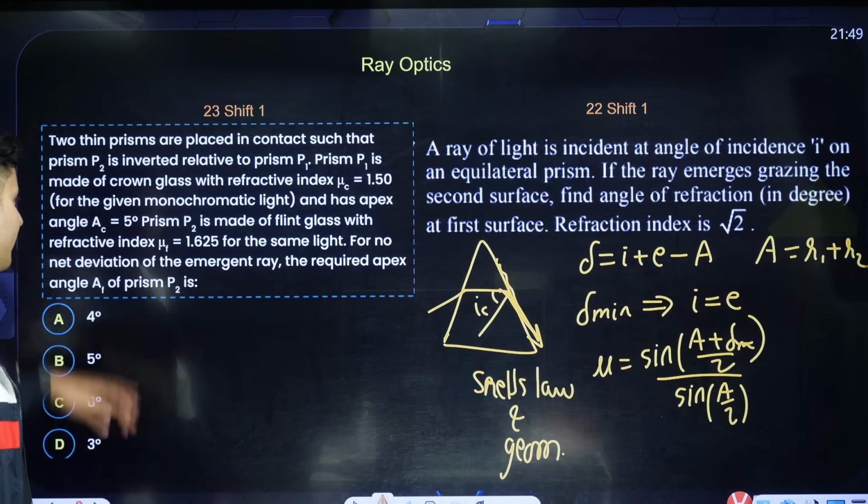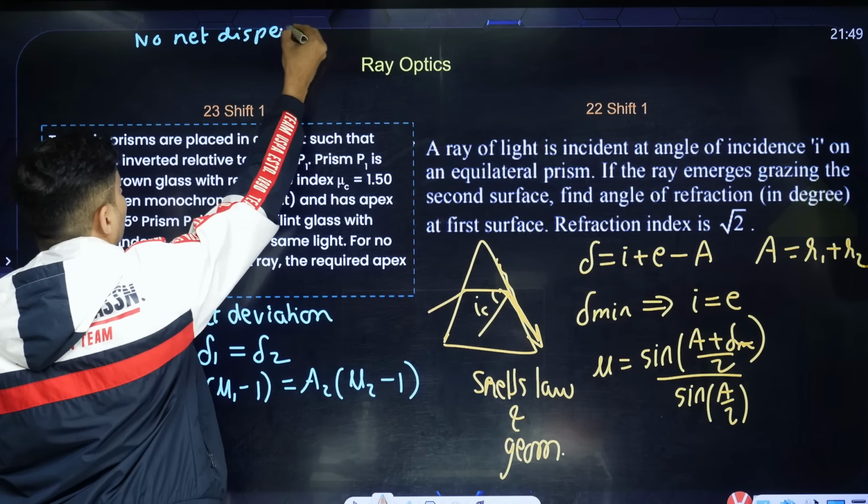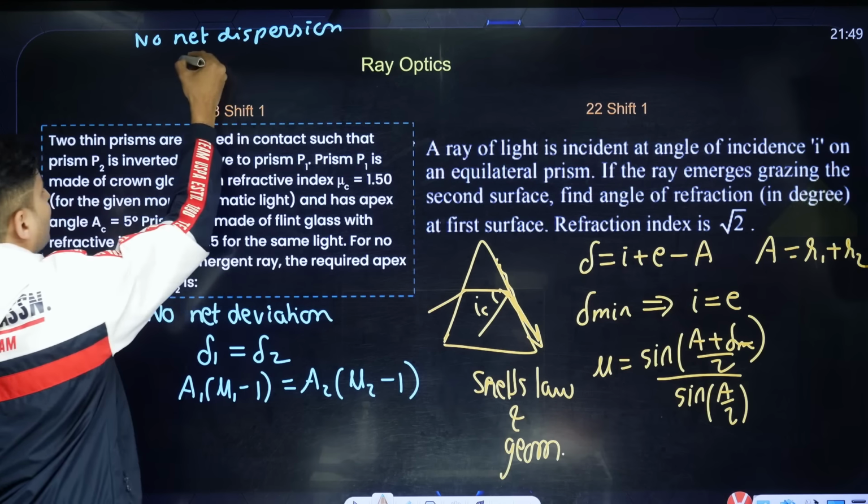So the deviation in the first prism is the deviation in the second prism. So angle of prism into mu minus 1 is angle of prism and refractive index minus 1 in the second one. This is for no net deviation. If there is no net dispersion, then the formula is different.